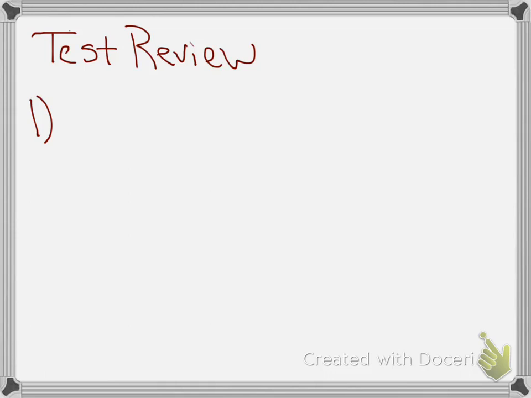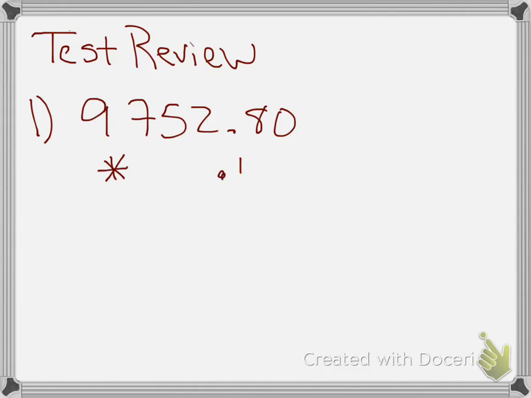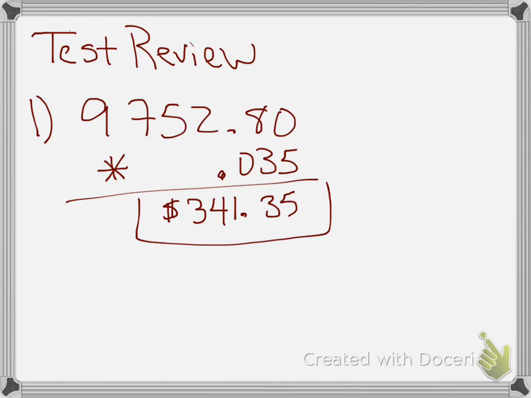So the first question talks about a credit card and a balance and tells you what the minimum payment is. What's the question? All you've got to do is take the balance, in this case $9,752.80, and multiply it by whatever minimum payment percentage they give you. So to get that answer, $341.35, all I did there, not using TVM Solver, I'm on the calculator page: $9,752.80 times 0.035.